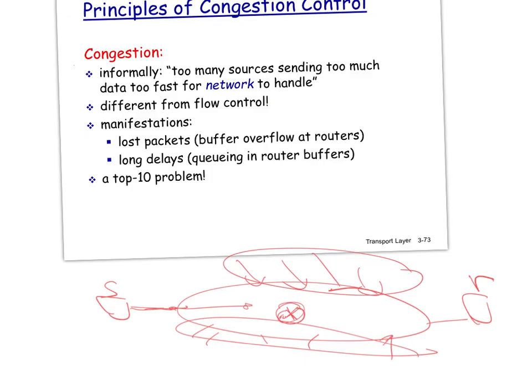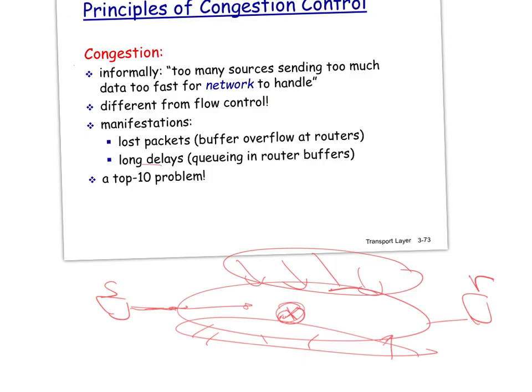For example. That's maybe a clearer indication that there is a congestion. But if one segment is lost, is that necessarily an indication of congestion? We don't really know. We don't really know. Okay?